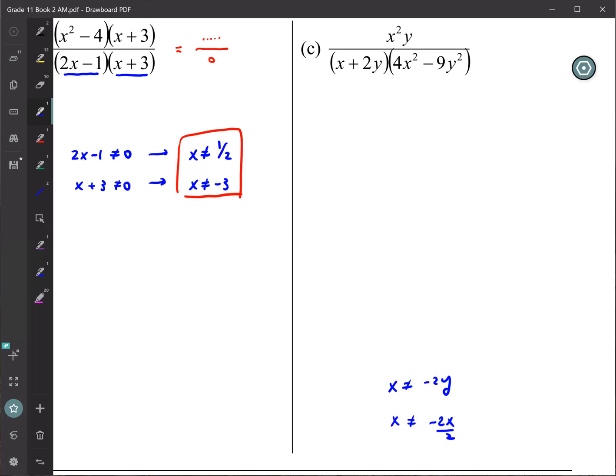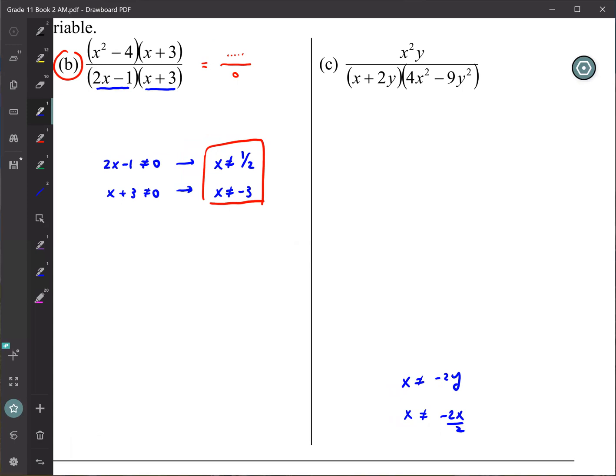Wait, which question are we doing? Question C. We're finding the restrictions for the x. 3y over 2. Let me write it down. You said 3y over 2, like that? Anything else? Is that all? And negative 3y over 2. So total 3 restrictions. Any other restrictions? Did anyone miss anything?